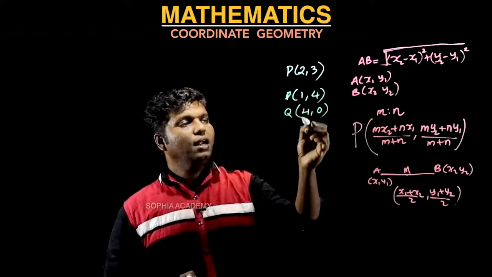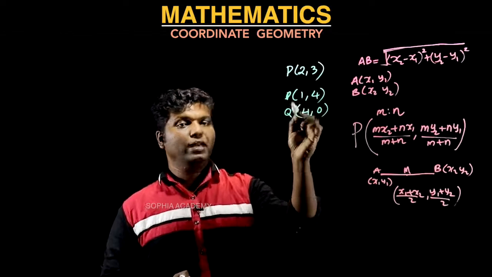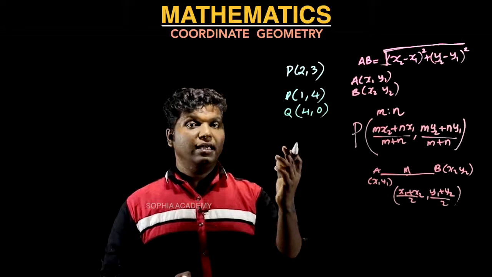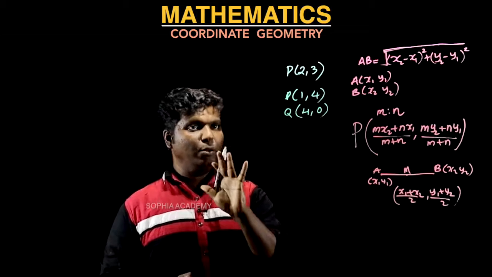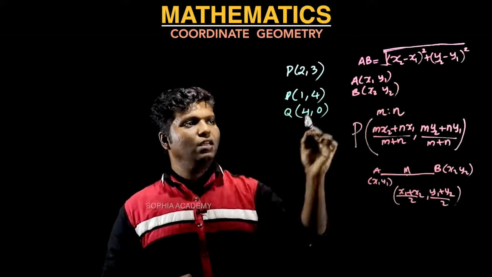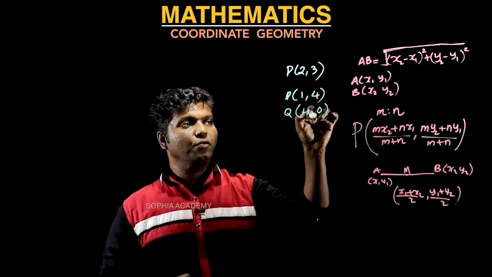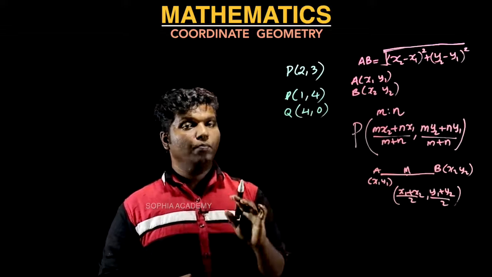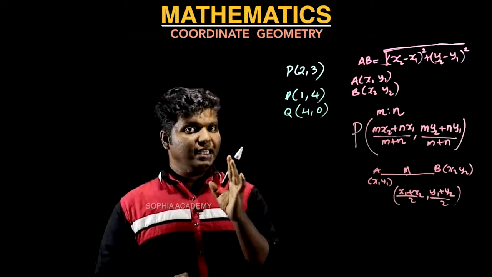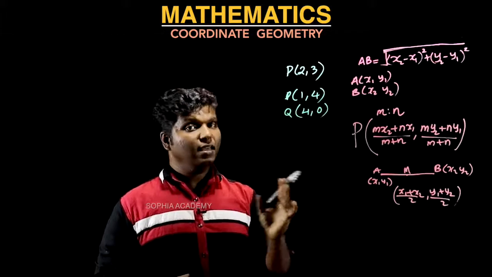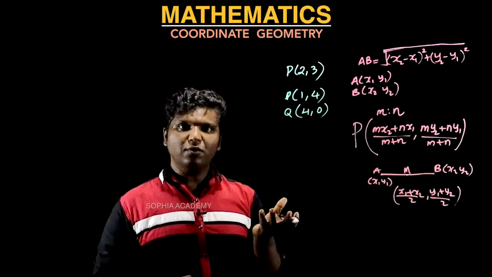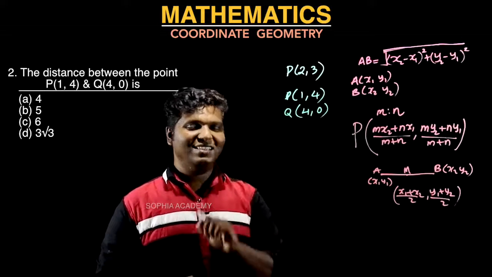Now tell me, what is the difference of the x coordinates? 4 minus 1, it is 3. Square of 3, it is 9. Right? Keep that in your mind. It is 9 plus, so 9 you got the first time. What about the difference of the y coordinates? 4 minus 0, it is 4. Square of 4, it is 16. So 9 plus 16, it is 25. Now tell me, what is the root of 25? It is 5. There it is. You got the answer. Answer is 5.